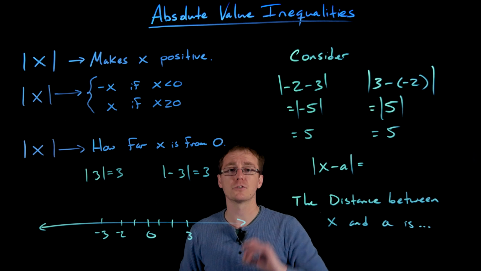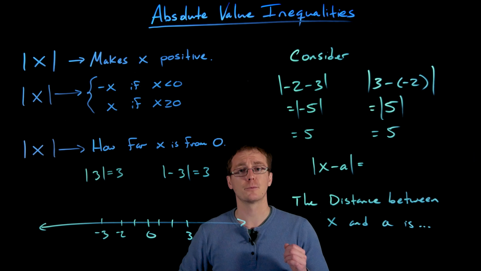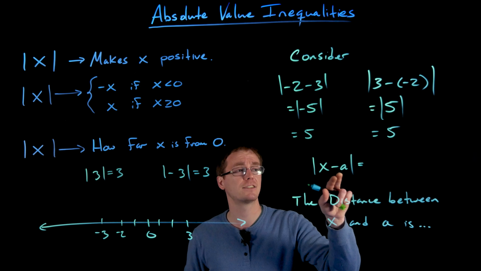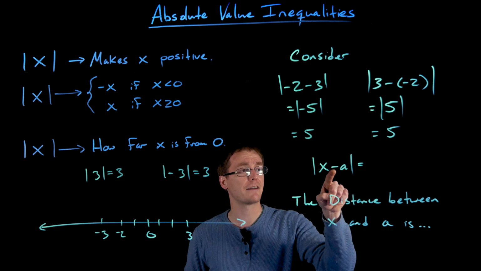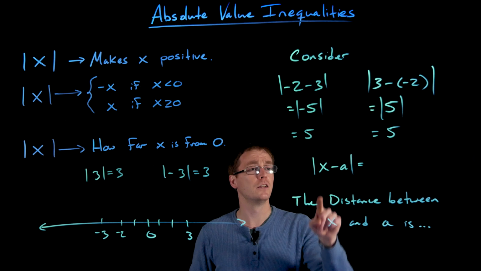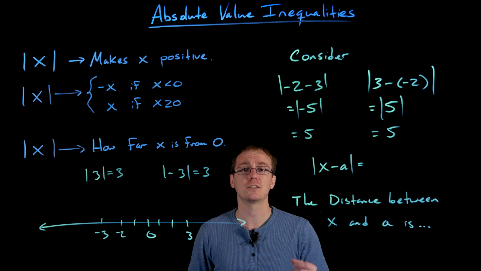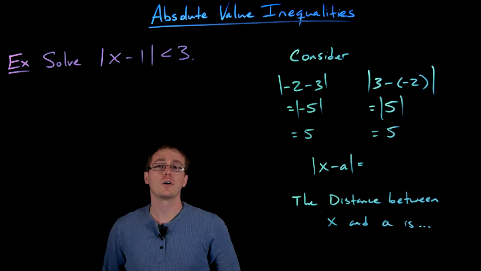But now in a more general situation, if we have the absolute value of x minus a, we can interpret that as describing the distance between this first number x and the second number a. And you've got to be careful when you're setting this up. We have to have that subtraction sign here. So if this looked like x plus a, we'd really have to think of that as x minus negative a.